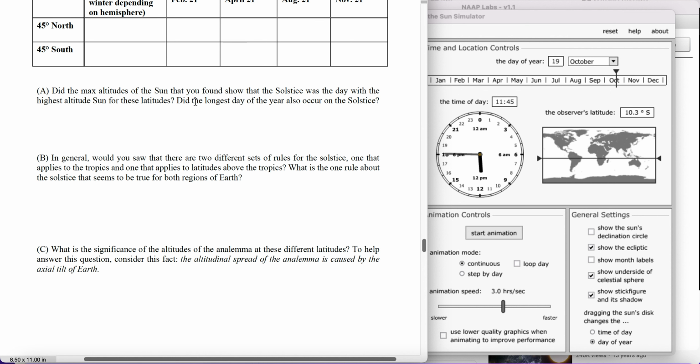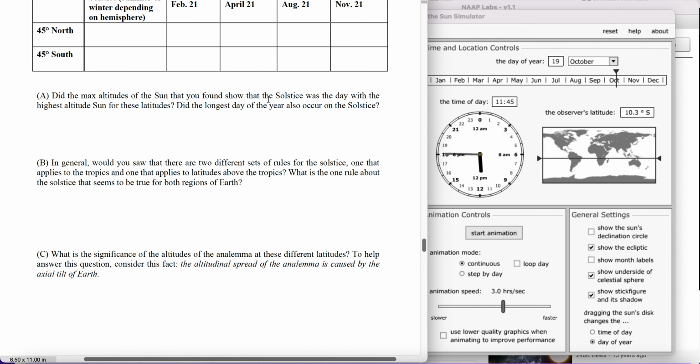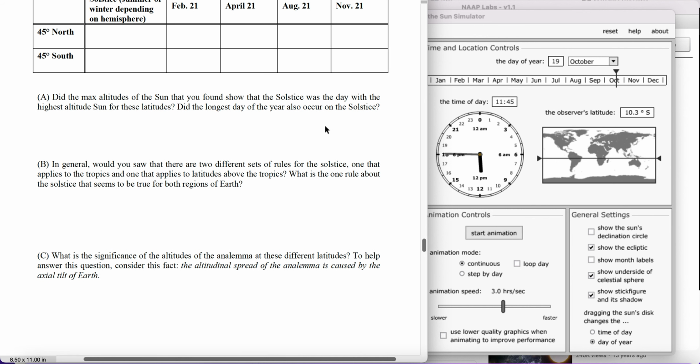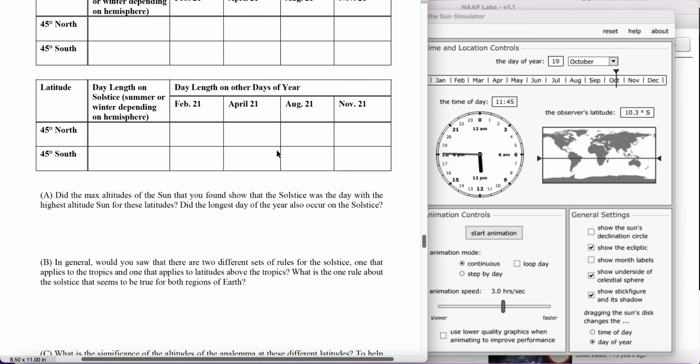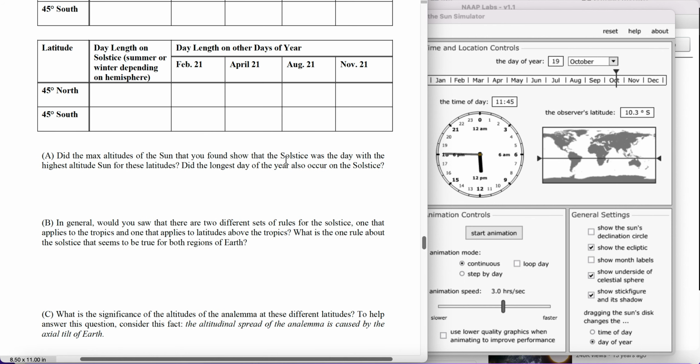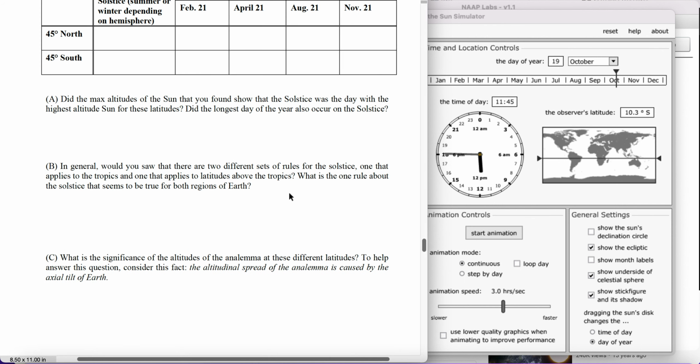Did the max altitude of the sun that you found show that the solstice was the day with the highest altitude sun for these latitudes? Did the longest day of the year also occur on the solstice? Interesting, right? Because we know for sure that the highest altitude does not correspond to the solstice within the tropics. Now, you will at this point also know whether or not the longest day of the year also doesn't correspond to the solstices within the tropics. But then you're going to go back to these non-tropical latitudes and see what the connection is.